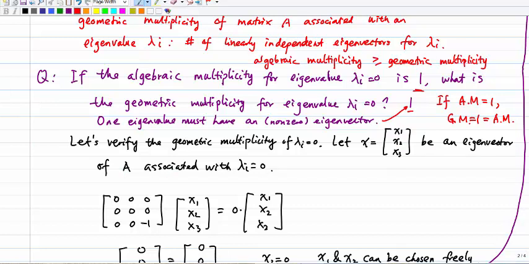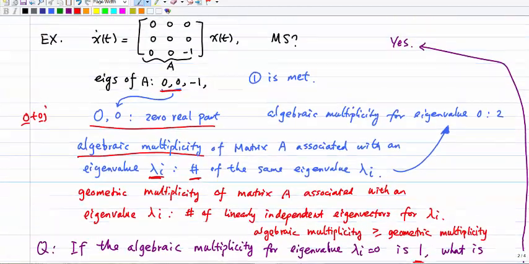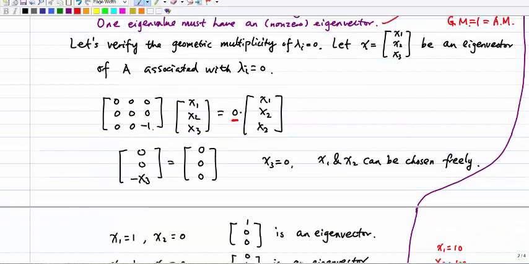According to the definition of an eigenvector, the eigenvector associated with eigenvalue 0 is given by Ax = lambda x. So replace x by (x1, x2, x3), A by its definition, the matrix A, and the eigenvalue lambda is 0, so this is how I get this equation. By doing the multiplication of these two matrices, the left-hand side becomes (0, 0, -x3), and the right-hand side is (0, 0, 0).